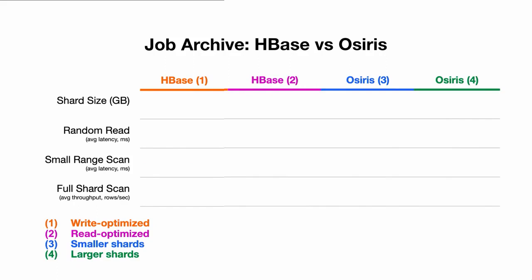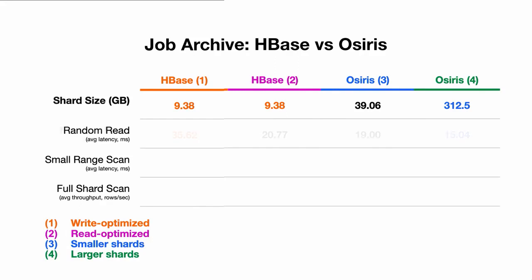I'll share those results with you now. In this test, we took our whole job archive and moved it to this other cluster, and we had 4 different versions of it. 2 were in HBase: the first is the normal HBase format that's optimized for writing, and the second was the one where we rewrote it every day to optimize it for reading. Then we had 2 Osiris versions, one with comparable shard size to HBase, and one with much bigger shards. The first row shows the shard size used in each test: 9.38, 9.38, 39.06, and 312.5. So you can see that the Osiris shards in the large shard test are much larger than HBase's.